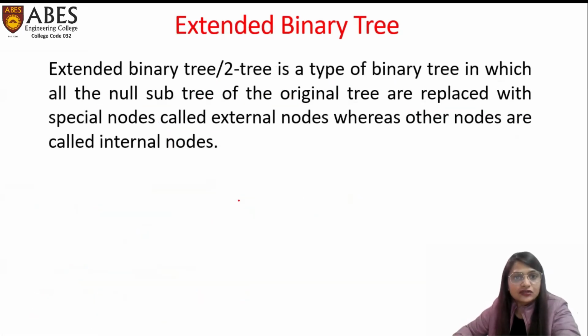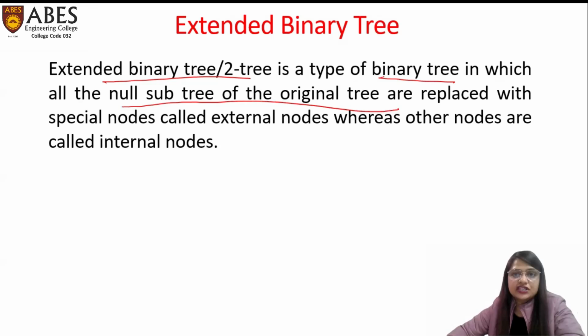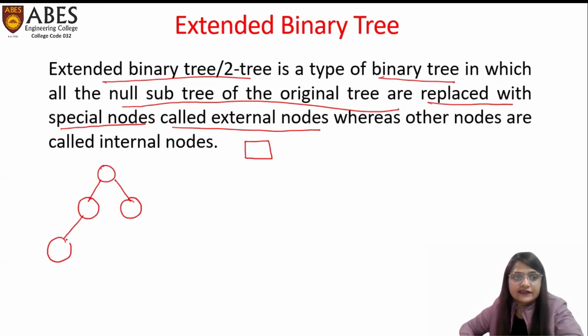Okay, let us understand now the next term, which is the extended binary tree. Extended binary tree is also known as a two tree, in which a binary tree can be extended or enhanced, where the null subtrees of the original tree are replaced with some special nodes. These special nodes are called the external nodes, and they are represented by a rectangle box. Okay. Let us consider this binary tree, which will be converted into a two tree or extended binary tree.